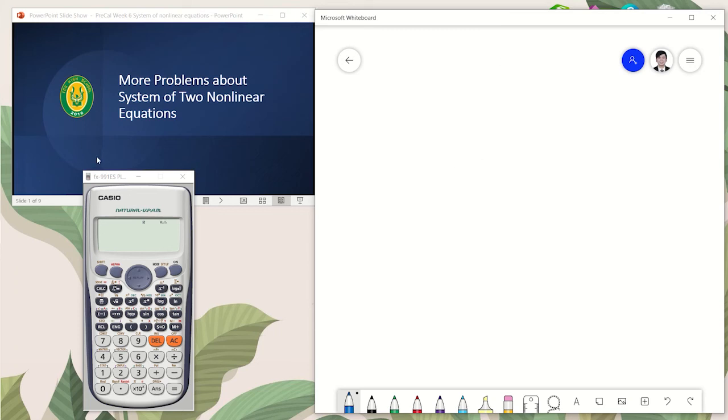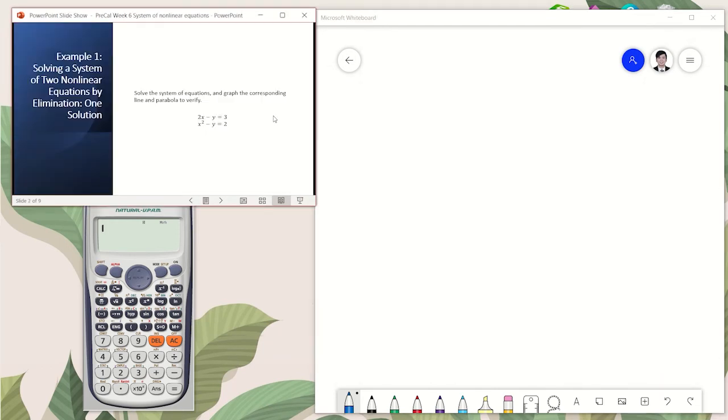Hello everyone. This time we will be dealing with more problems about system of two nonlinear equations. So as I've said, there are three ways or methods to solve two nonlinear equations that could be either graphing, elimination, or substitution. So let's have problem 1, and the instruction says that we need to solve the system by elimination.